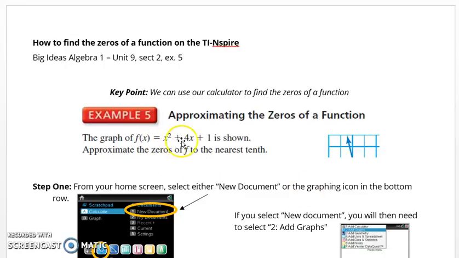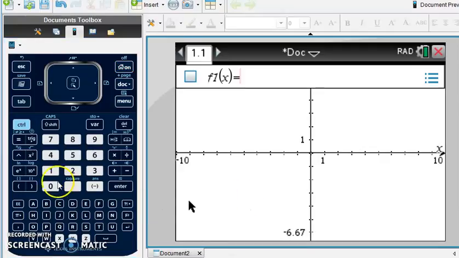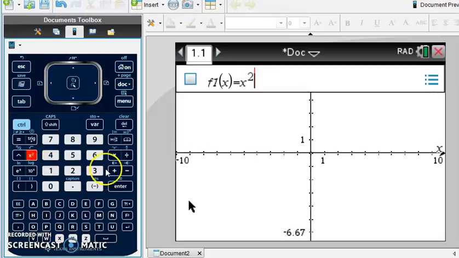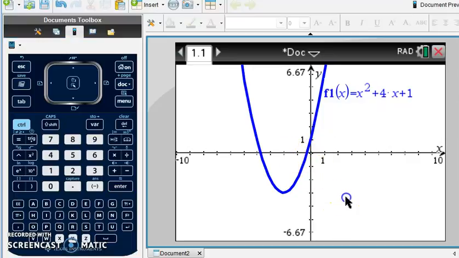Again, we're graphing x squared plus 4x plus 1 today. So I'm going to go to a graphing screen. I'm going to enter our x squared plus 4x plus 1. And we've got our function here. Now I can see that the zeros are between some whole numbers because they lie between the dashes.